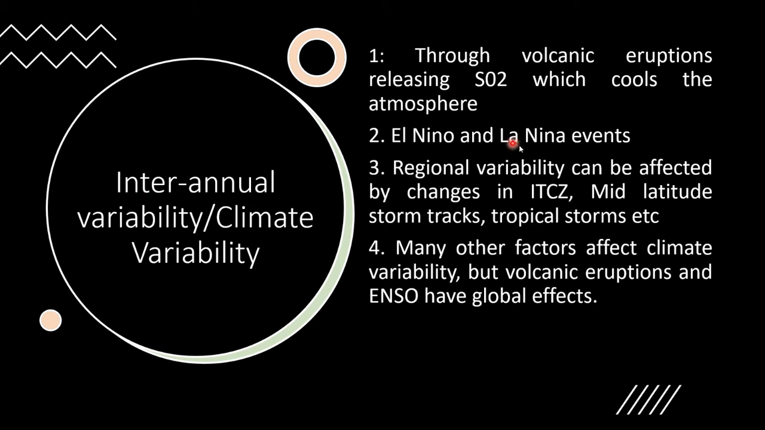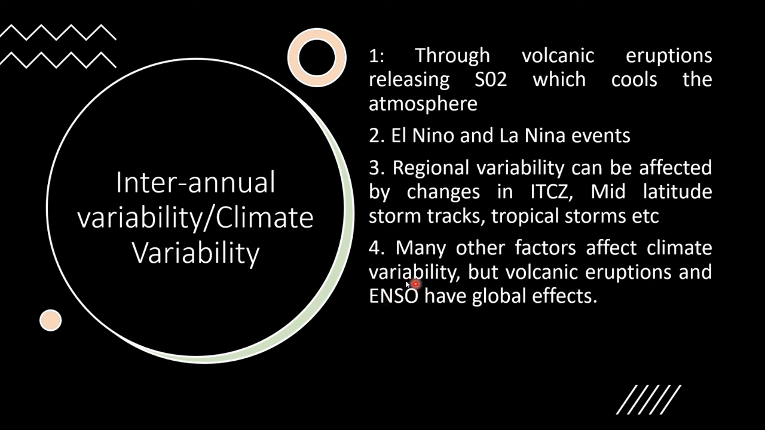Most of those things occur because of some significant events like volcanic eruptions, which release sulfur dioxide that cools the atmosphere. So El Nino and La Nina events are another one. There is a description about them in the lab as well, and I will also show you some El Nino and La Nina in the next slide. Regional variability can be affected by changes in ITCZ, mid-latitude storm tracks, tropical storms. So there's some variability that sometimes happens. I'm not going to go into details about those things here. Many other factors affect climate variability, but volcanic eruptions and ENSO have global effects.